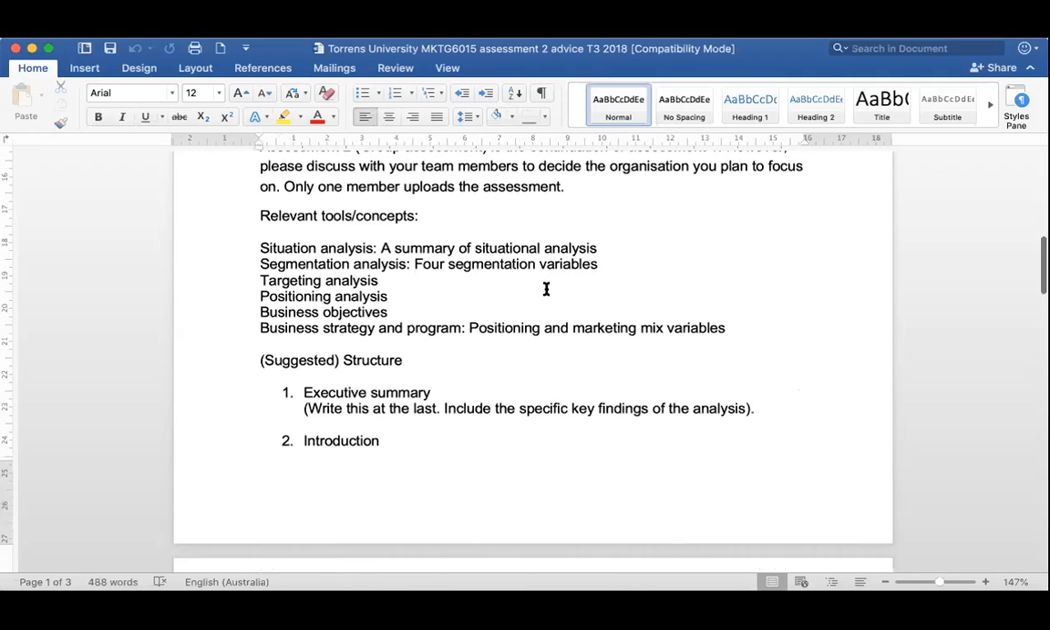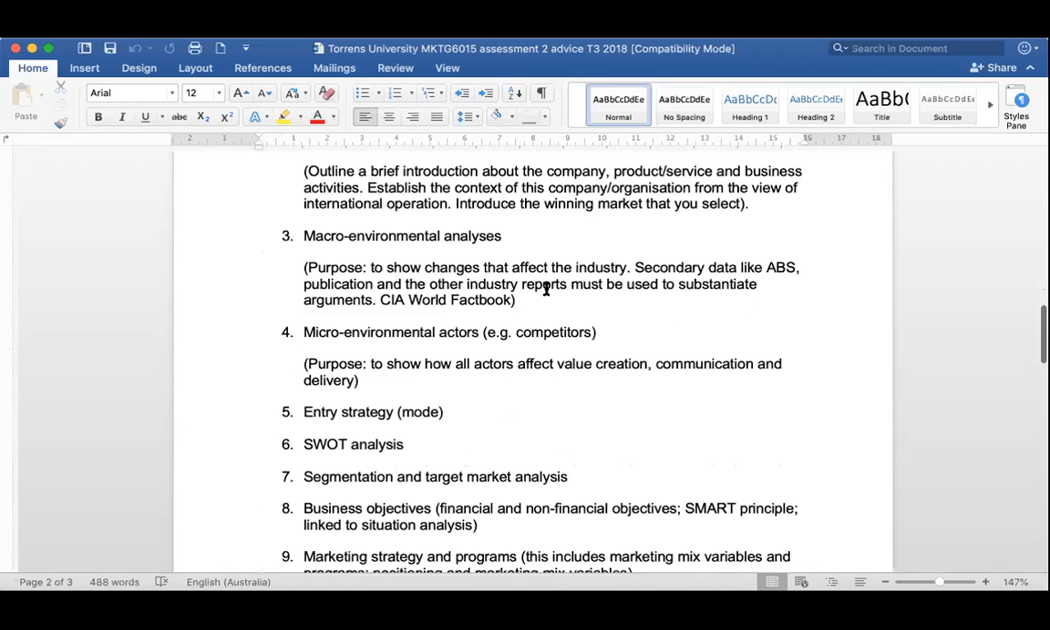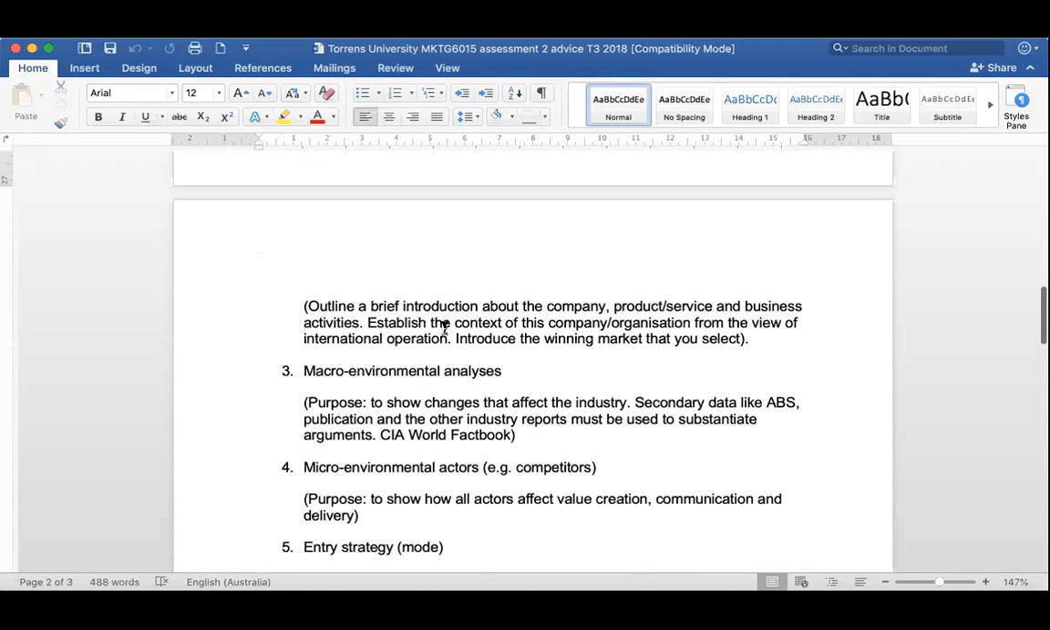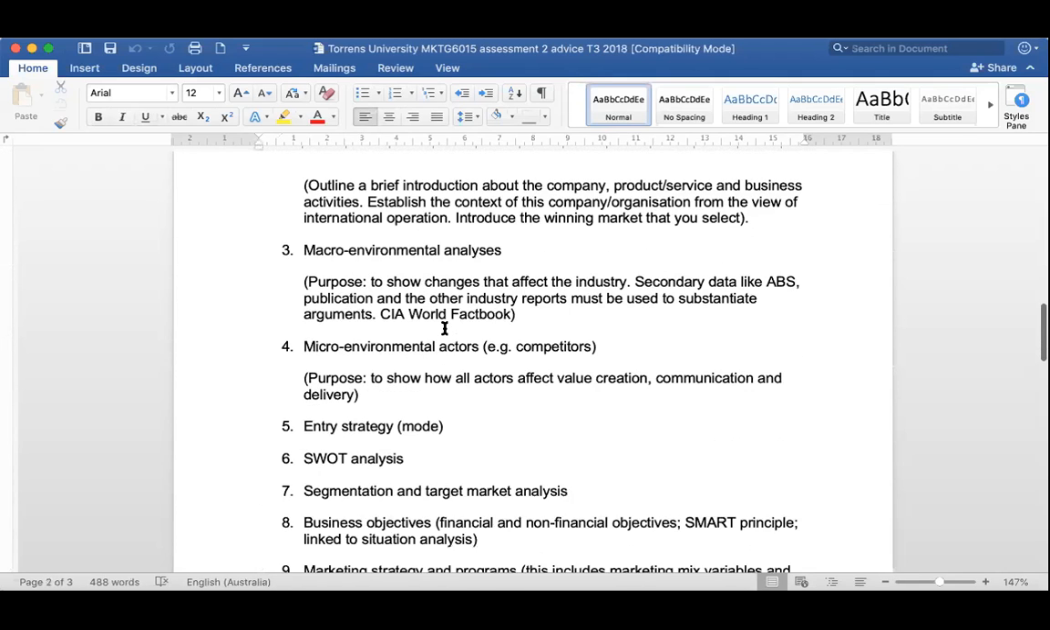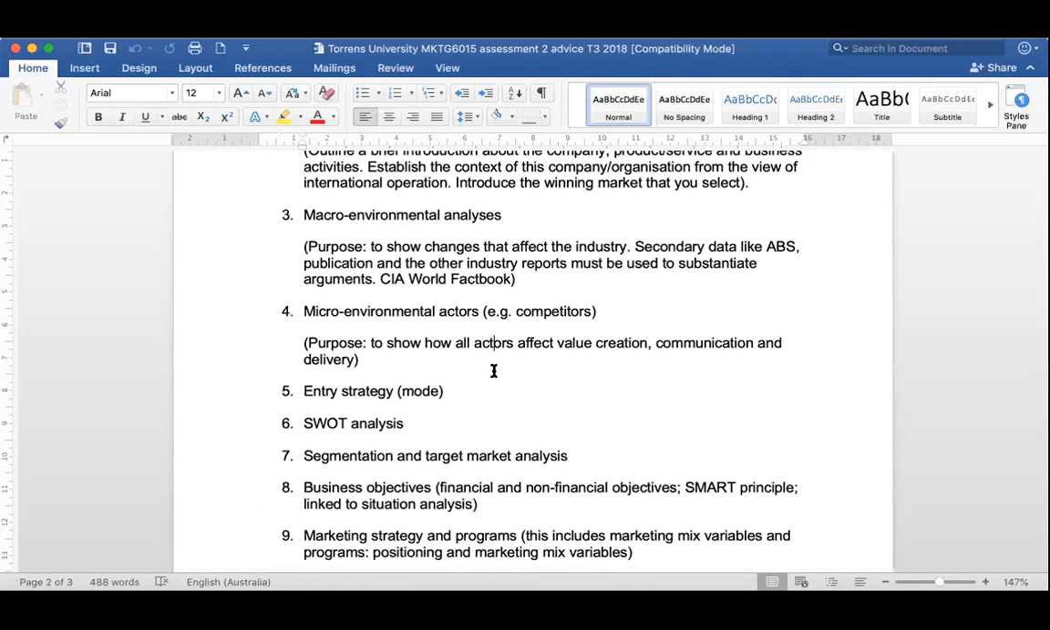Right. So now it comes down to this. I think we've been discussing this, and just for items 2, 3, 4, make it succinct. For item 3, macro environmental analysis, just the key highlights, what the major driving forces in that industry are. Look at the feedback I've given you in your assessment one. I'd like you all to uplift the impact analysis for that section. And in terms of micro environmental actors, please also uplift the analysis of the actors to show how they affect the value creation, communication, delivery.